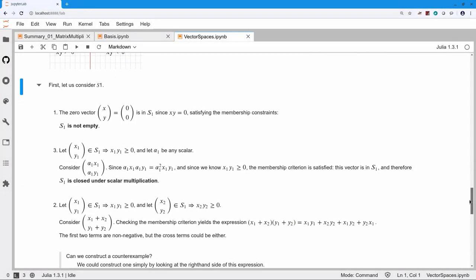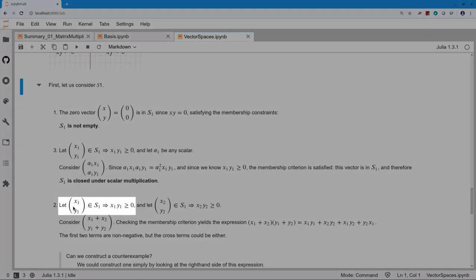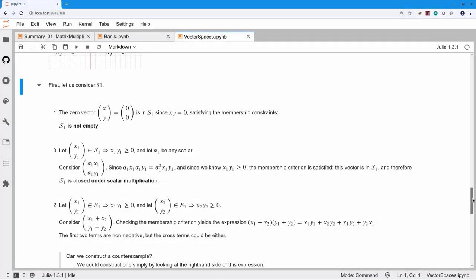If we now go to number 3, again, our template is the same. It says let x1, y1 be an element of S1, and therefore the membership constraint is satisfied for it. Let x2, y2 be in S1, and therefore the membership criterion is satisfied for this vector as well. And the question is, what happens to the sum of those two vectors? So we have to write down the membership criterion for these two vectors, and when we multiply them out and try and figure this out, we see, hey, wait a second, x1, y1 we know is greater or equal to 0, x2, y2 is greater or equal to 0, so this sum is greater or equal to 0. But then I have these cross terms. And for the cross terms, all bets are off. That doesn't look like it's going to hold.